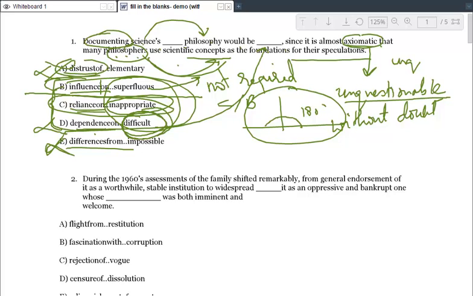See, what is the reason behind this? It is unquestionable that many philosophers use scientific concepts. If it is unquestionable that many philosophers use scientific concepts, then what is the point of documenting science's influence on philosophy? If it is already an unquestionable thing that many philosophers use scientific concepts, then the whole idea of documenting science's reliance on philosophy is basically superfluous. Option B is the best choice. Superfluous basically means unnecessary.